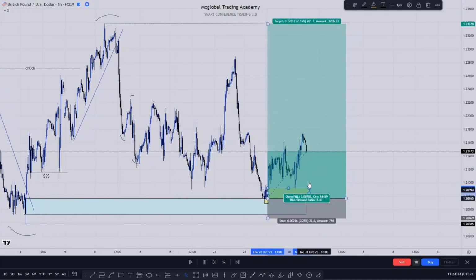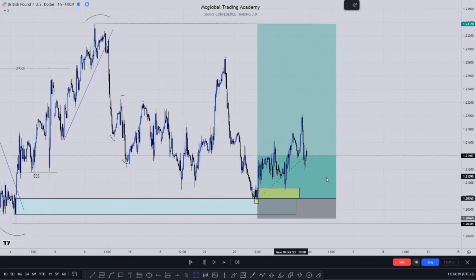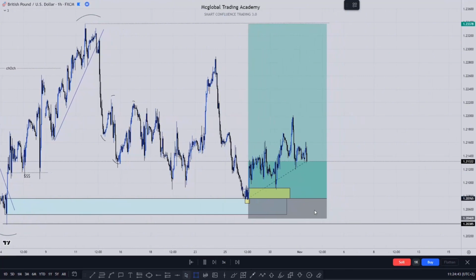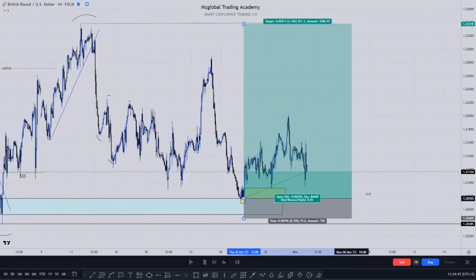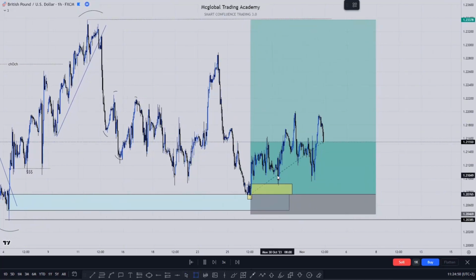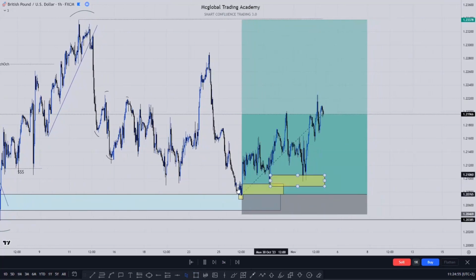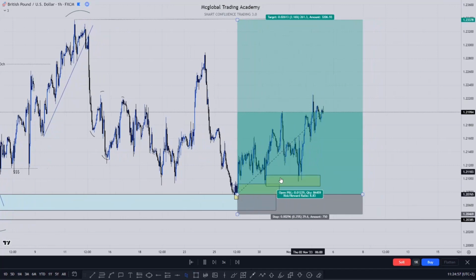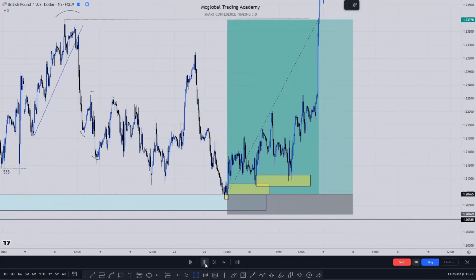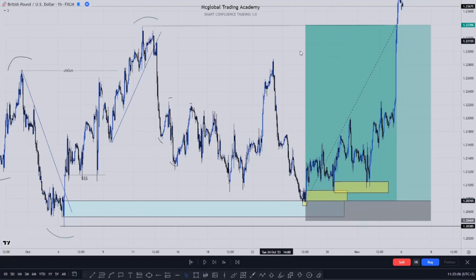Notice how it tapped into this demand. That was an opportunity to actually buy as well. Tapping into this demand was an opportunity for someone who didn't buy on that other zone to also buy. So it presents a lot of opportunities as it goes up. Same thing here, it came to this demand order block. So as it does all of this, these are just opportunities for scaling. Notice how it flew all the way to the TP.